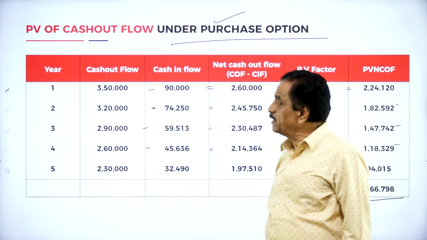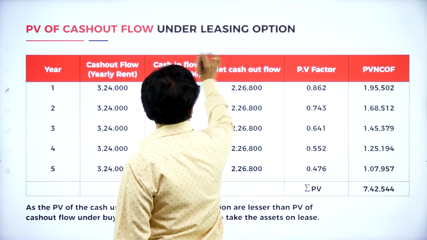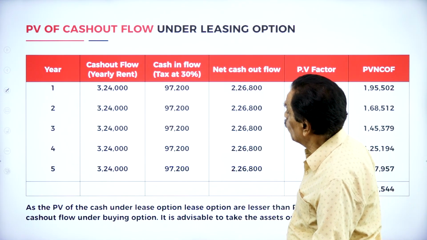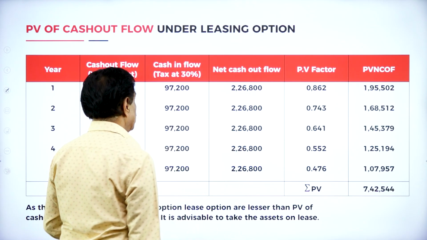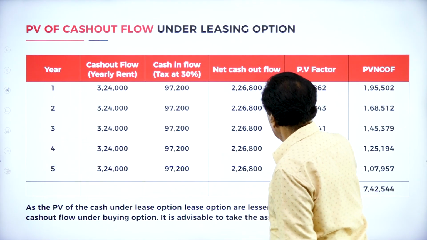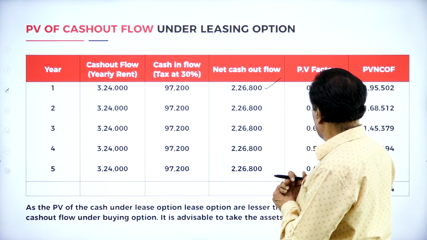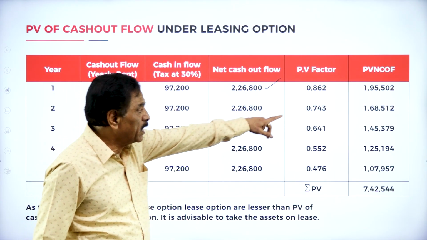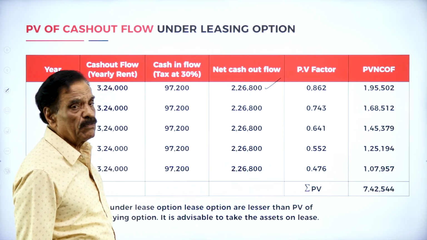Now we'll go with the rental value lease option. Under lease option, every year how much rental you are paying? 3,24,000. 30% tax on this exemption is 97,200. The net amount is 2,26,800 multiplied by discount factor 0.862. It comes 1,95,502.